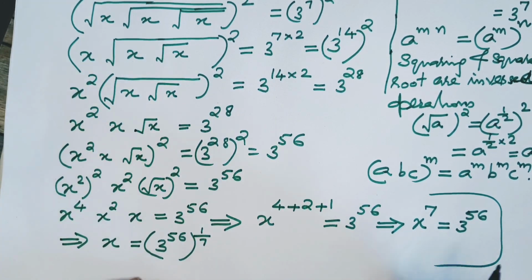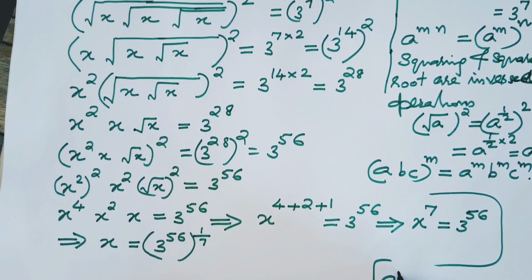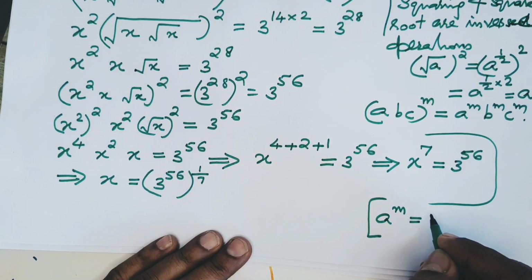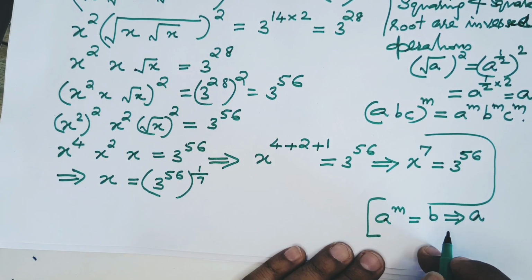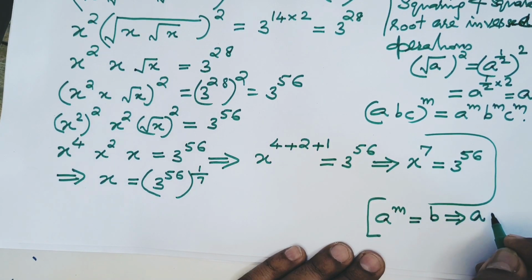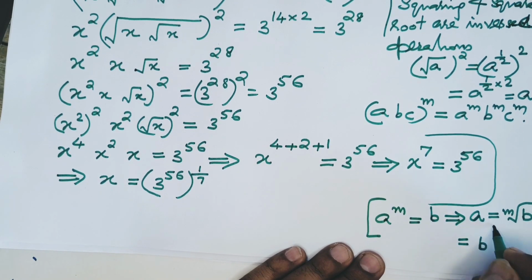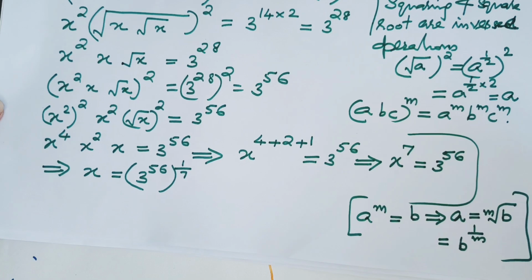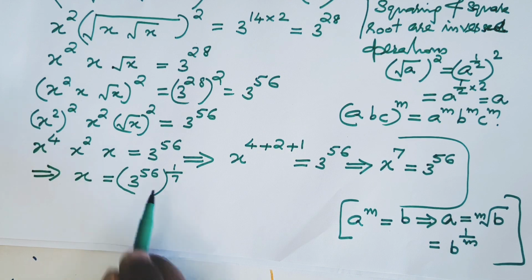See, what I have done here is based on this result. Let me write it here. If I say a to the power m equals b, then when you find a in terms of b, we are actually doing the mth root of b. So it will be a equals b to the power 1 by m. All you need to remember is, while taking the power to the right side, just take the reciprocal and write it like this. That's all.